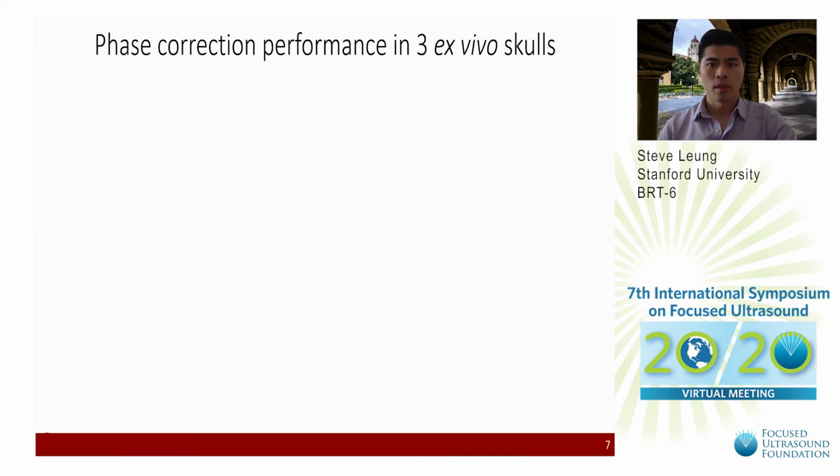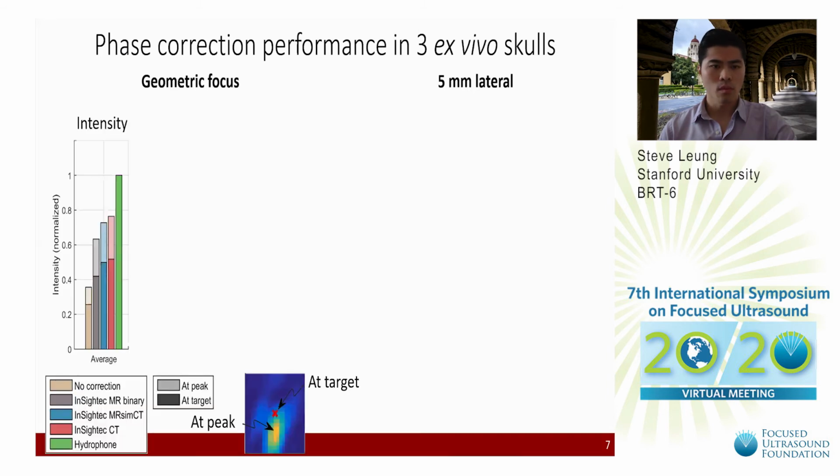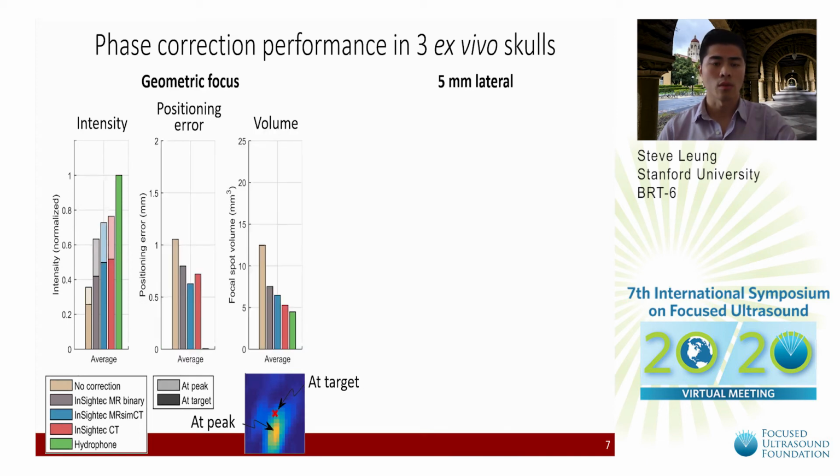As a reminder, these experiments were performed on 3 ex vivo skulls and evaluated for 2 targets. Let's start with the geometric focus. We can plot the intensity for these different phase corrections. The bars with lighter colors denote the peak intensity of the focal spot. And the bars with darker colors show the intensity at the target. We can see that phase correction calculations using an MR binary mask, MR sim CT, and CT all perform similarly. And we can also see this for the positioning error and focal spot volume metrics.